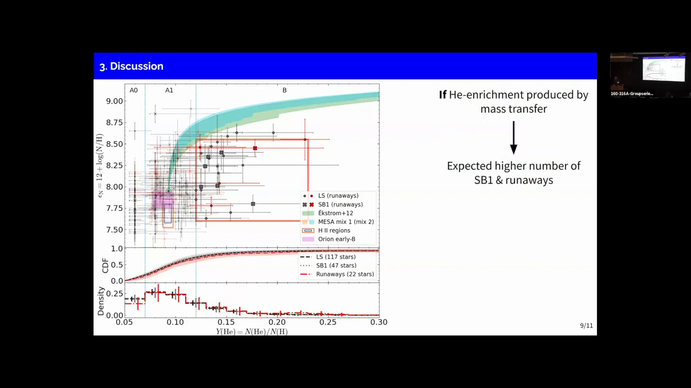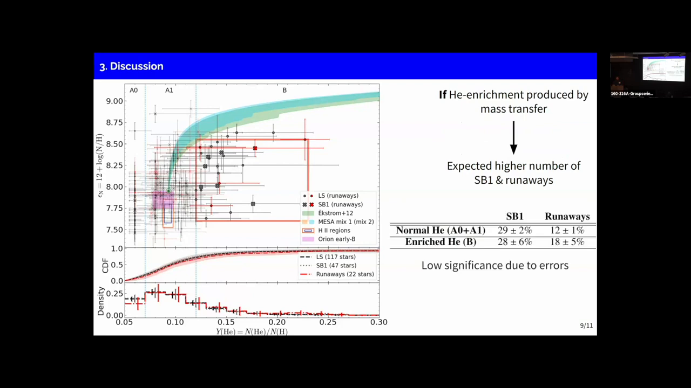So if the helium enrichment is produced by mass transfer, we would expect a higher number of SV1s and runaways. If we do the statistics, we see that in the case of SV1s, it's not fulfilled. The proportion of SV1s in both groups, helium enriched and not, is exactly the same. We have to think again that it's most probable for a massive star to have a low mass companion than a super star or black hole. So that can reduce the problem. And in the case of runaways, it's 50% higher, but with the errors, we can say nothing.